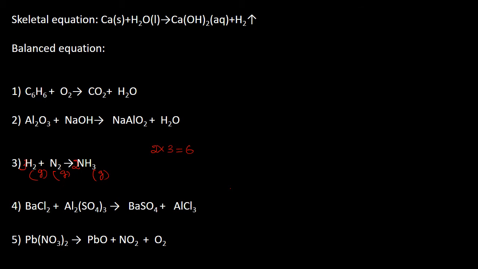And fourth question, BaCl2, barium chloride, combines with aluminium sulfate to form barium sulfate and aluminium trichloride. So let us see here, barium chloride is an aqueous solution. So let us mention aq here. And aluminium sulfate again in solution form. So aq, and barium sulfate is a precipitate. So you have to mention s. And aluminium trichloride is aqueous. So you have to mention it as aq.